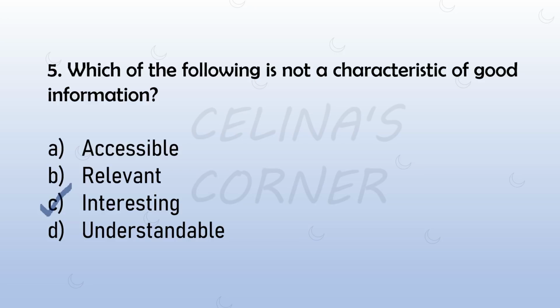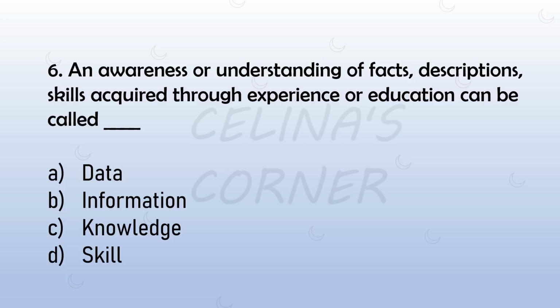Question 6. An awareness or understanding of facts, descriptions, skills acquired through experience or education can be called dash. Option A, data. Option B, information. Option C, knowledge. Or option D, skills. The answer is option C, knowledge, because data is simple facts. Information is just data put into meaningful structures. Knowledge is the one that creates an awareness about what information we've got through education or experience, and we can understand it and use it for our purpose.